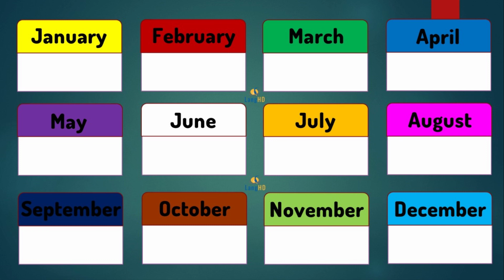For example, December is famous for Christmas and New Year's Eve celebrations. Well done! You've learned the months of the year. Now let's define date and time in English.